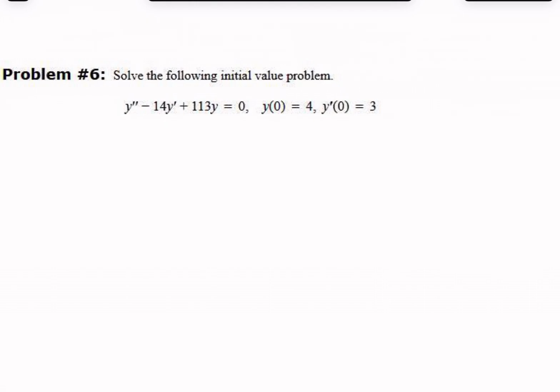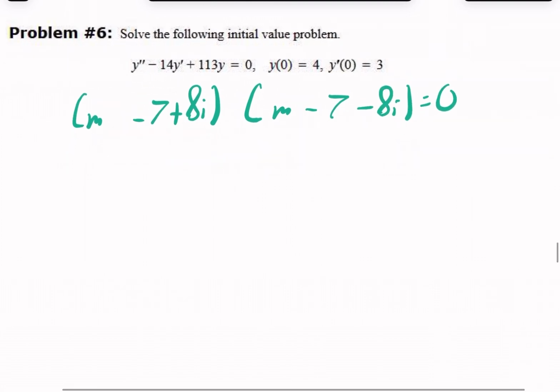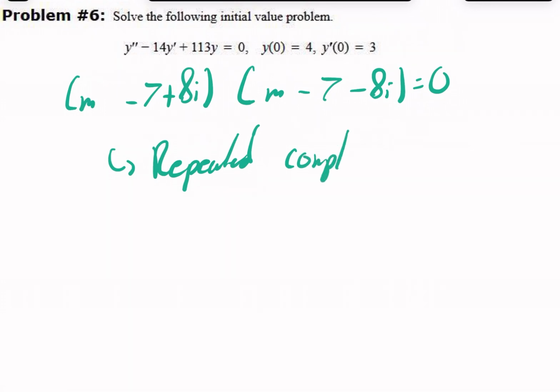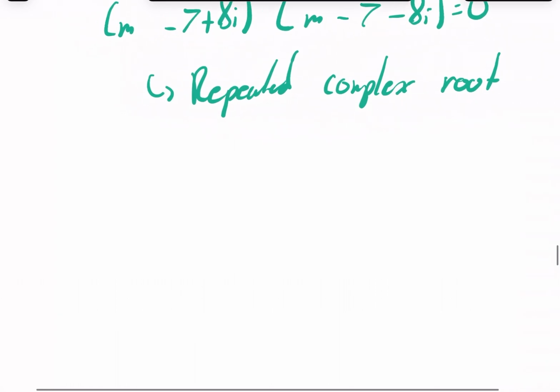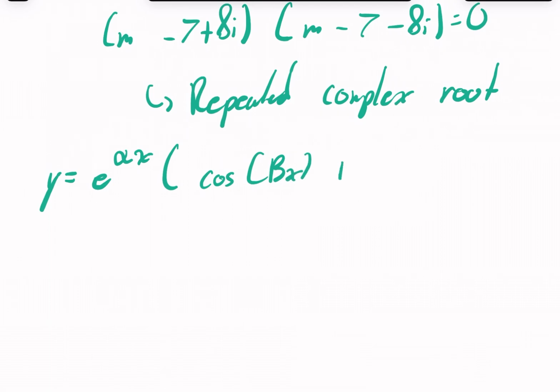So if you factor it, okay, you'll get (m minus 7 plus 8i)(m minus 7 minus 8i) equals 0. So what is this? You have a repeated, and you have to understand how to classify these problems. Repeated complex root. Okay? And so the general formula for complex roots is e to the alpha x times cos beta x plus sine beta x.